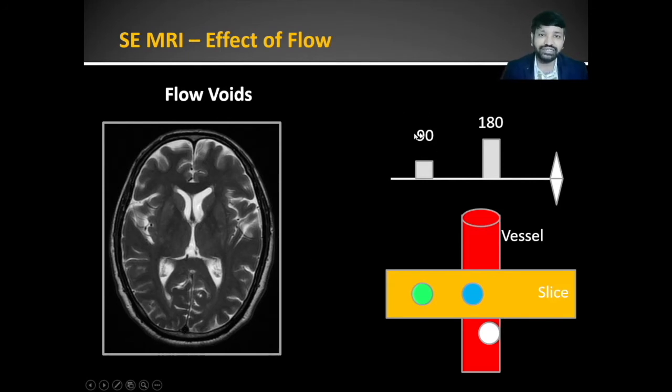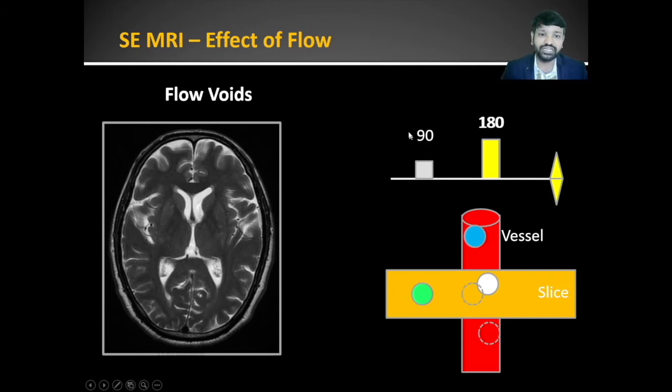When you apply the 90-degree pulse, all the protons in this particular slice take up that energy and they get excited. But before you apply the 180-degree pulse, the protons in the blood vessel, as they are moving, will move to a different location. So the initial proton which got affected by the 90 has moved out of the slice. When you get the signal, only the protons which got affected by both the 90 and 180-degree pulses give some signal, whereas the protons in the blood vessels are not affected by both the pulses.